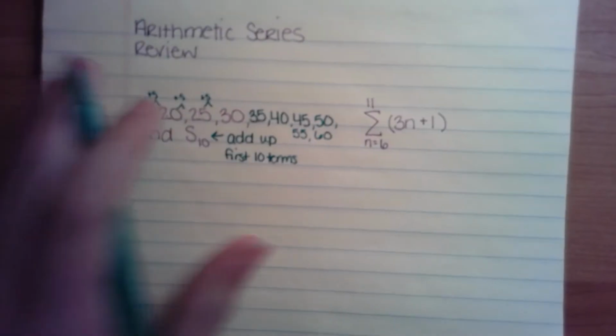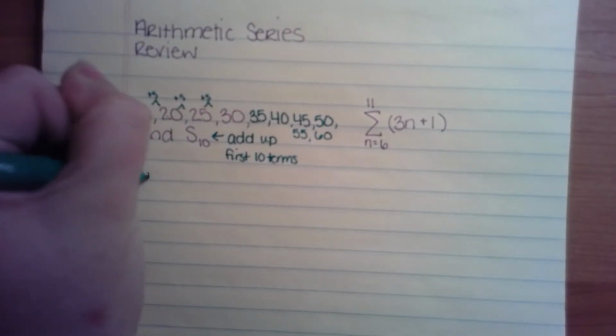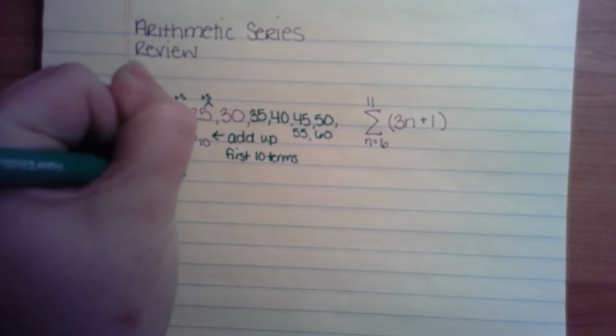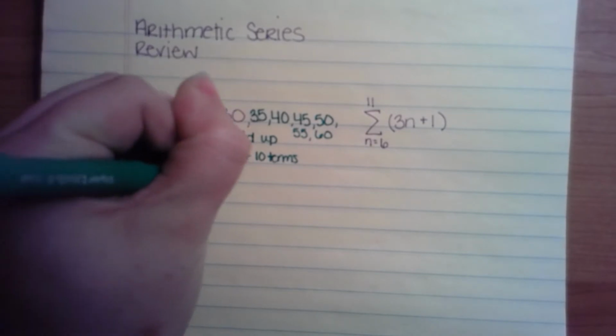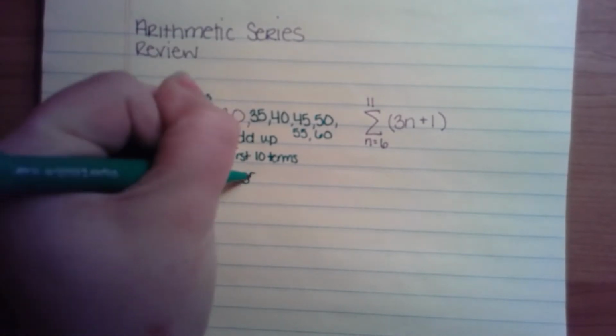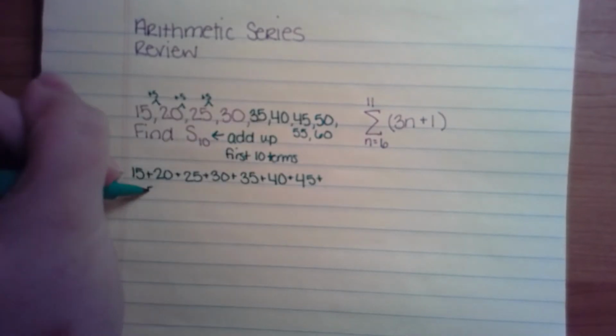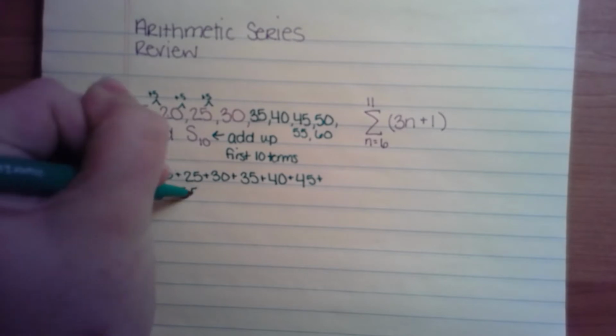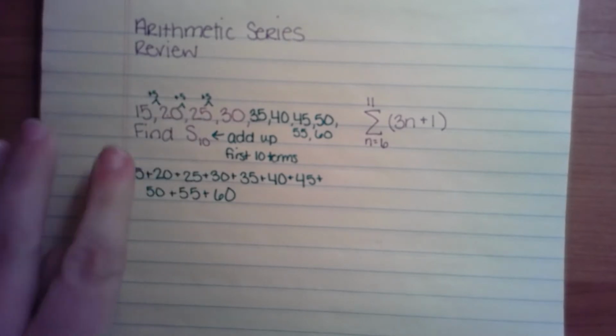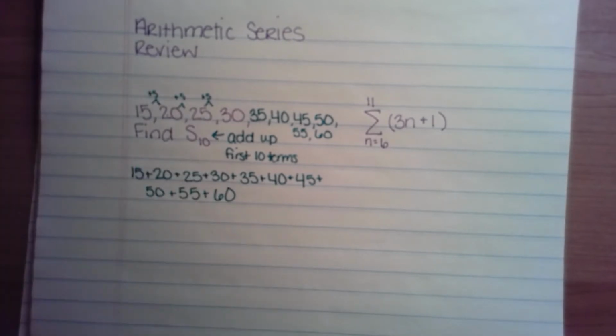So what we need to do is add them up, right? 15 plus 20 plus 25 plus 30 plus 35 plus 40 plus 45 plus 50 plus 55 plus 60, right? Add up all of those guys. By the way, if you don't want to write that out, you just want to put that in your calculator, I will not know the difference. So that is an absolutely valid choice if that is too much writing.